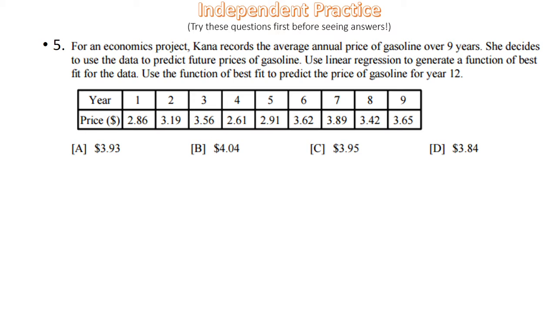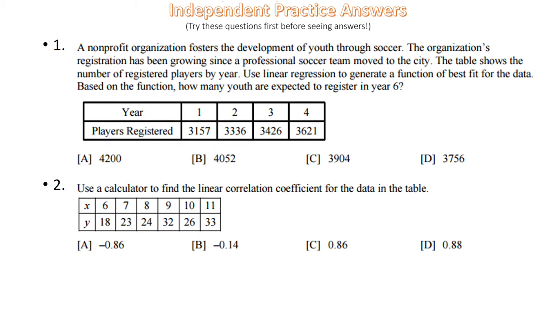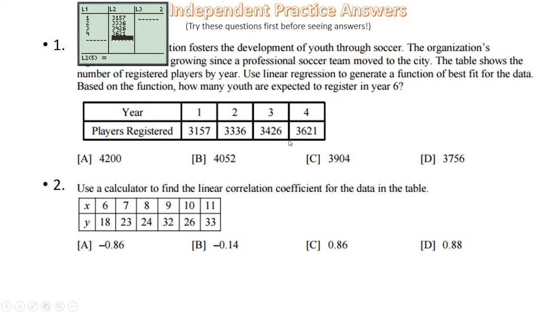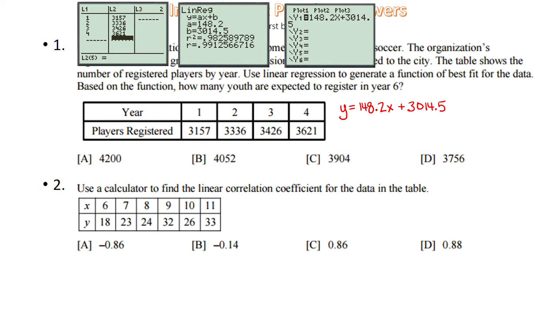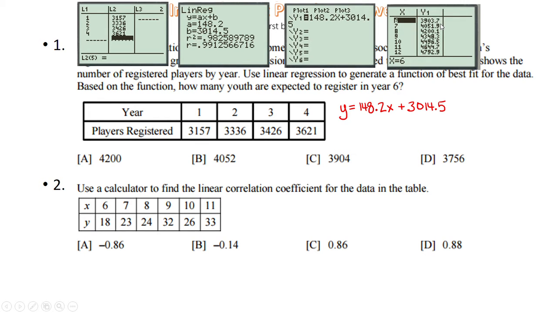Okay, so number 1. The key in number 1 is they want us to use linear regression to generate a function, which we will, and then they want us to know how many are expected to register in year 6. So that means we're going to start by putting these into stat. Then we're going to do stat calc 4. Since we're trying to get an equation, we're going to focus on A and B, and we're going to write that equation down. Then we're going to type that into y equals, and then we're going to look at our table at year 6. And we see that this is really close to 3,904, which is our answer.